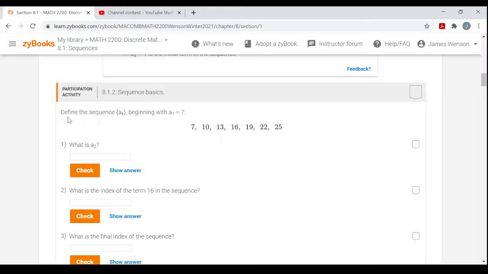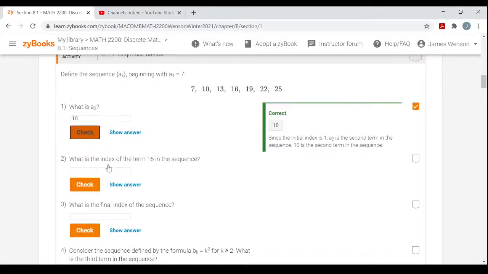All right. So participation activity. Define the sequence AK here, beginning with A sub 1. So A1 is 7. That's the initial term, 7. What's A2? Well, if that's A1, then that's A2. Right? It's 10. Very, very easy.